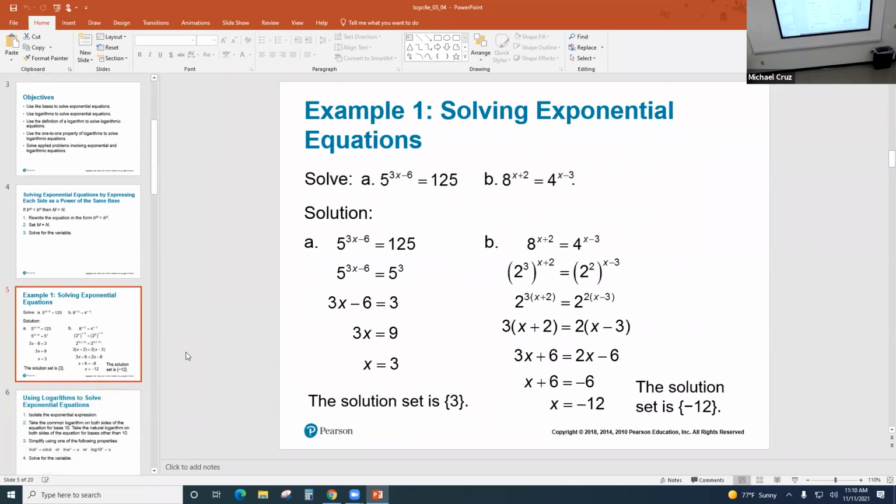So on this one, we've got base 5, and the 3x minus 6 power is equal to 125. Now, 125 is not the same base as 5, but we can rewrite this as 5 cubed on the right. See that? That's 5 cubed. So now they have the same base, and we can essentially just yank those bases away. What we're left with is 3x minus 6 is equal to 3. Real easy equation to solve, because 3x is equal to 9. When we add the 6, x is equal to 3.